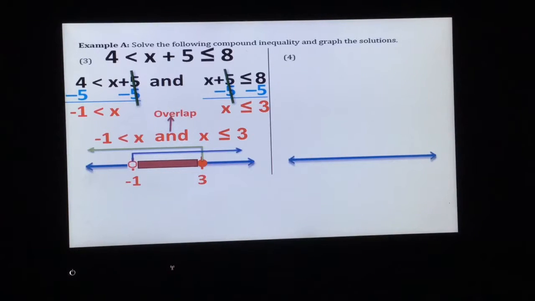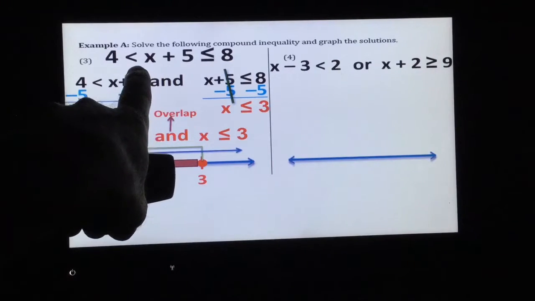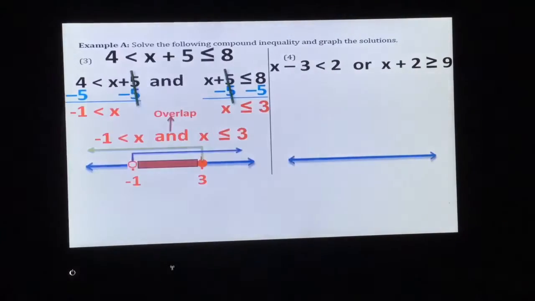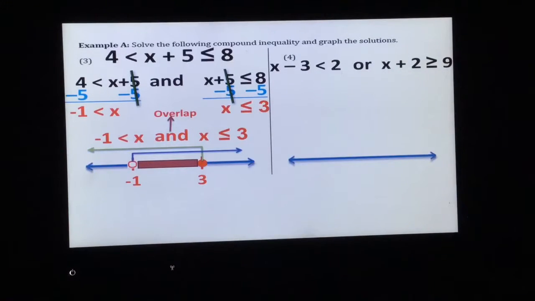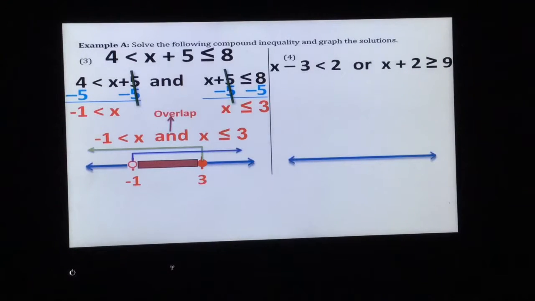Now, number 4, you can see is an OR problem because you actually see the word OR in there. Now, remember, you cannot merge an OR problem. So anytime you do see a merged compound inequality, it's automatically AND. All right. If you see the OR, it's OR. Okay. So when it's OR, it's already separated. It already looks like this over here. So all you got to do is go ahead and solve each individual side.